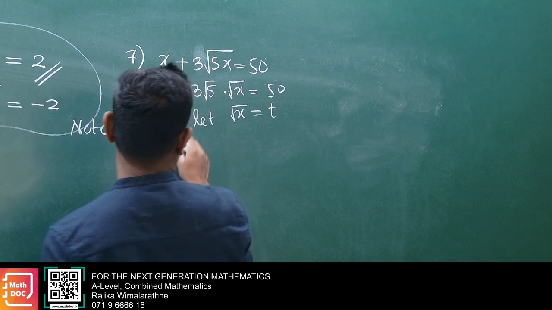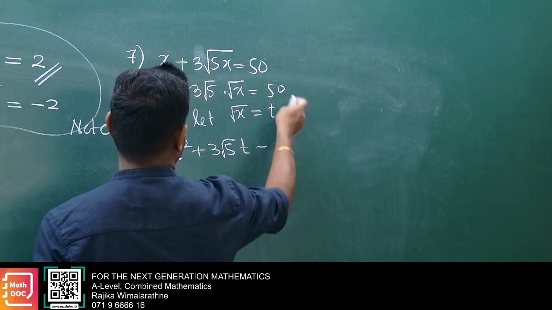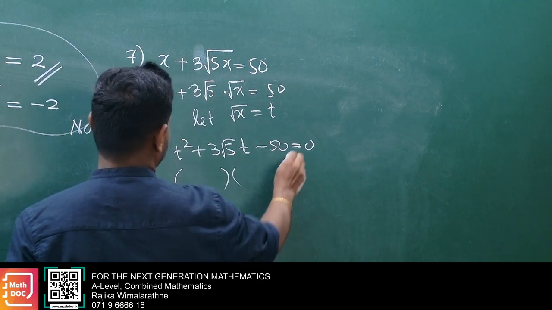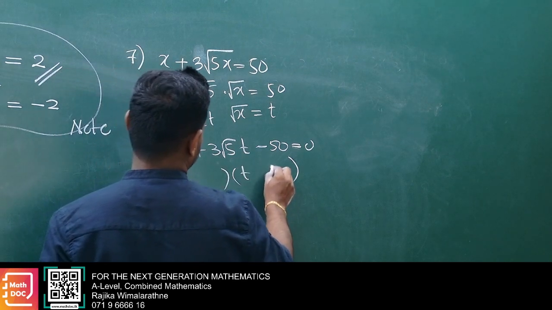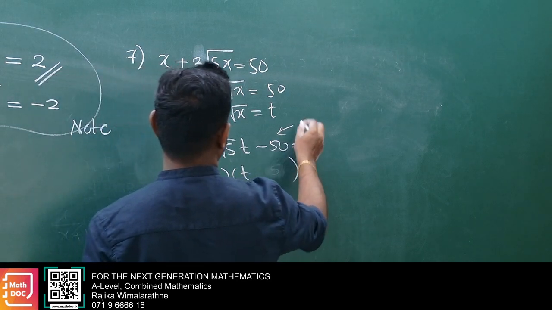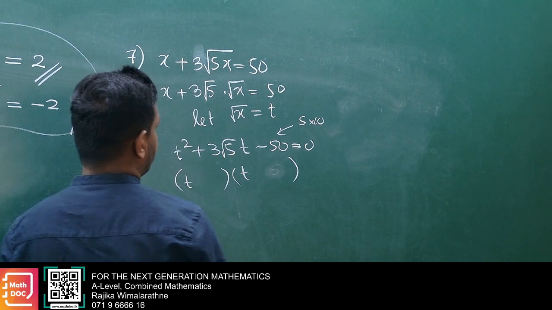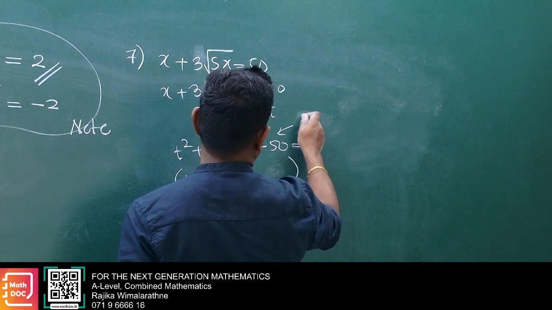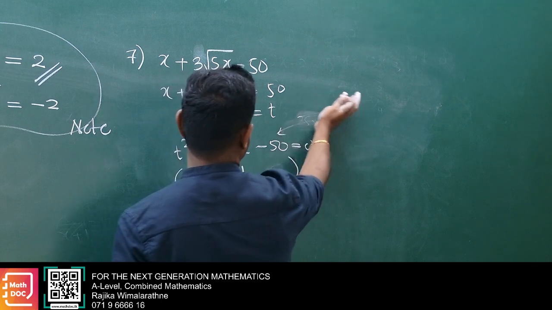Then here this will be t square plus 3 root 5t minus 50. Then check factors. 3 root 5 now. Here 50 multiples: 5 times 10, or 25 times 2. Likewise they have different multiples now.